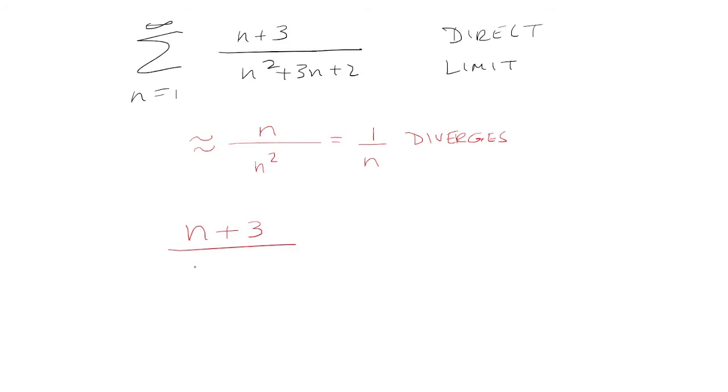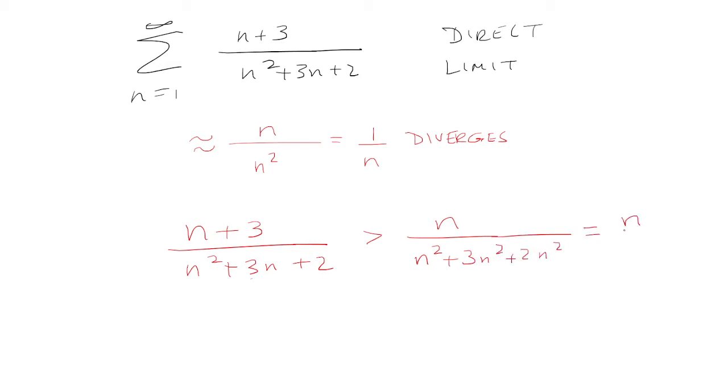So let's come up with something smaller than (n plus 3) over (n squared plus 3n plus 2). In order to get something smaller, we have to decrease the numerator and increase the denominator. So why don't we just remove the 3 from the numerator? And for the denominator, why don't we turn the 3n and 2 into n squareds? Those will be the coefficients of n squared. So that's n squared plus 3n squared plus 2n squared.